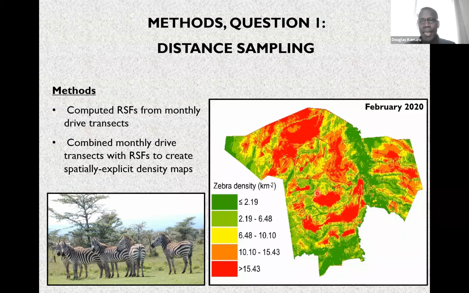And then I used distance sampling to estimate spatial and temporal variations in zebra densities across the conservancy, and computed resource selection functions for transect-derived data. Later, I combined the transect-derived data with resource selection functions to create a spatially explicit density map, like the one you can see on my right, which was for February 2020.